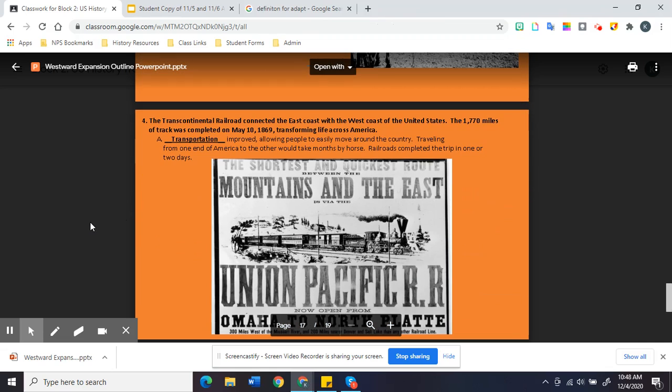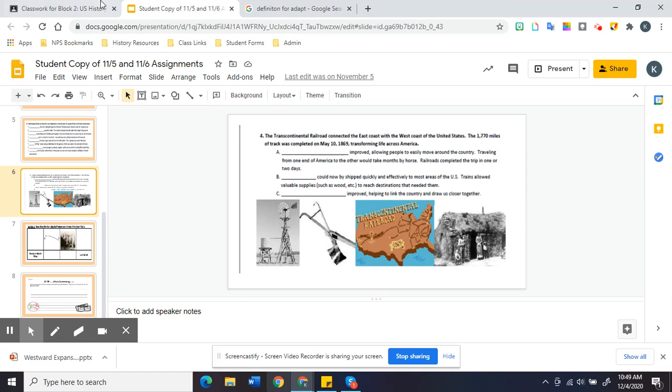So, the Transcontinental Railroad connected the East Coast with the West Coast of the United States. 1,770 miles of track was completed on May 10, 1869, transforming life across America. So A, transportation improved, allowing people to easily move around the country. Traveling from one end of America to the other would take months by horse. Railroads completed the trip in 1 or 2 days.